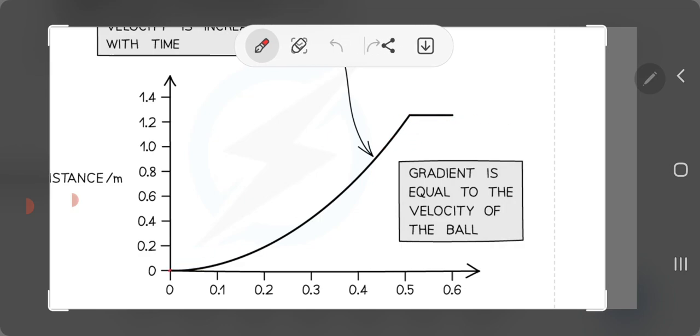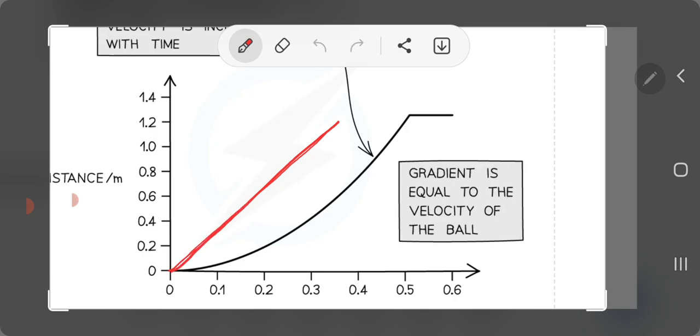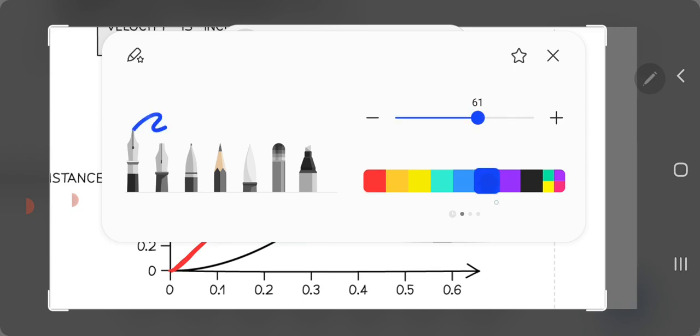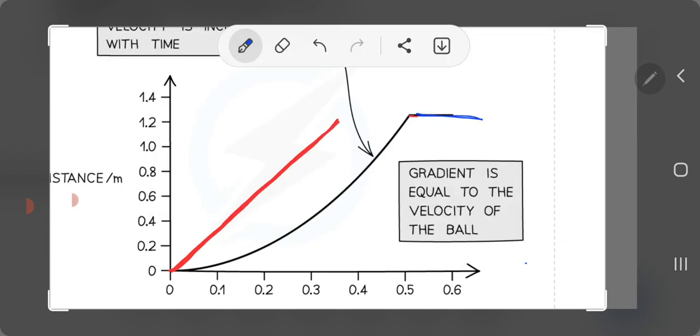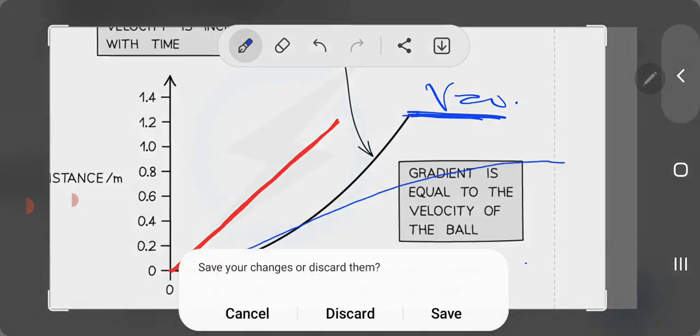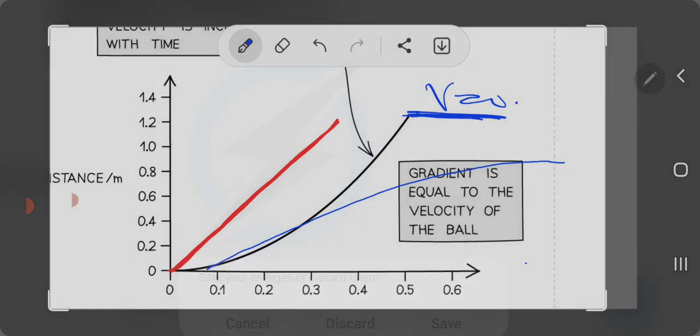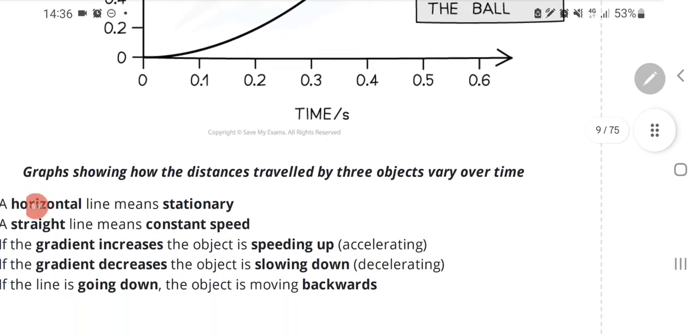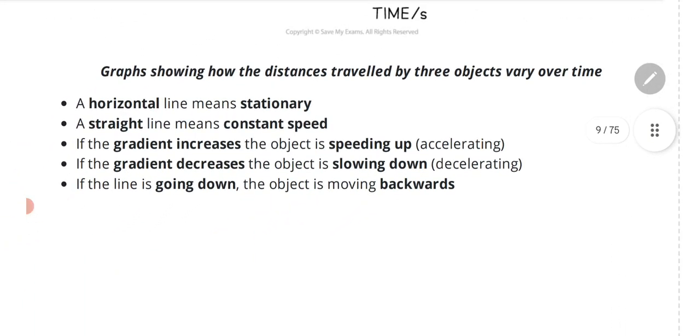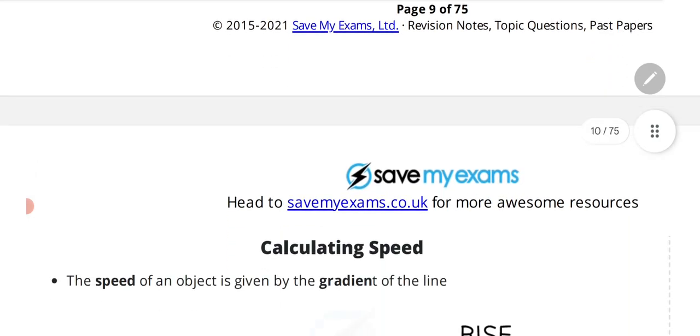But what happens when the line is straight? If the line is a straight line, it represents constant speed. Or if the line is horizontal, for example, in this situation, the blue line, there is no distance covered, so we can say the speed is zero. And what happens when the line is moving in this way? So we can say that the speed is decreasing. So there are three situations: constant speed is a straight line, increasing gradient is increasing speed, decreasing gradient is decreasing speed, and zero gradient means zero speed, the object will be in the state of rest.